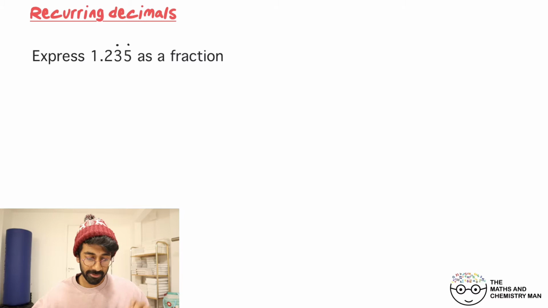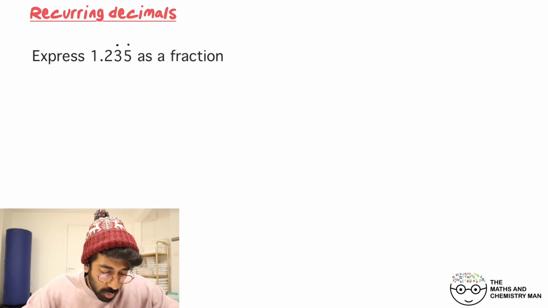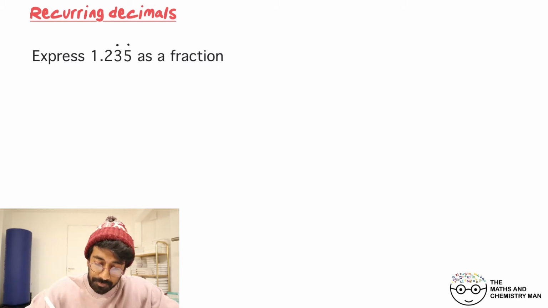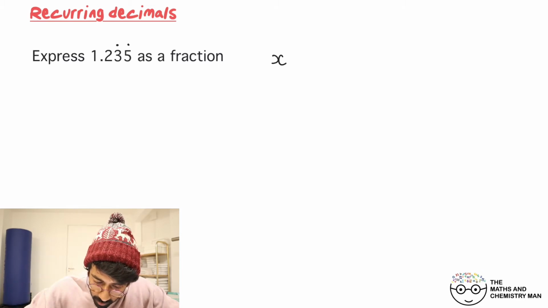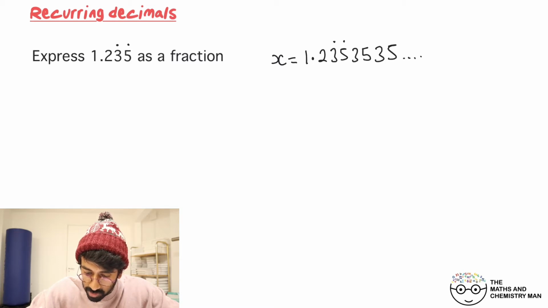Okay, stop writing. Now, with this one, I would always start by writing my recurring decimal as x. So x is equal to 1.2 and then 3.5. But instead of writing the two dots up here, I'm going to write out the repeating part three times instead. So look, I'm going to put it as 1.2 and then 3.5, 3.5, 3.5.